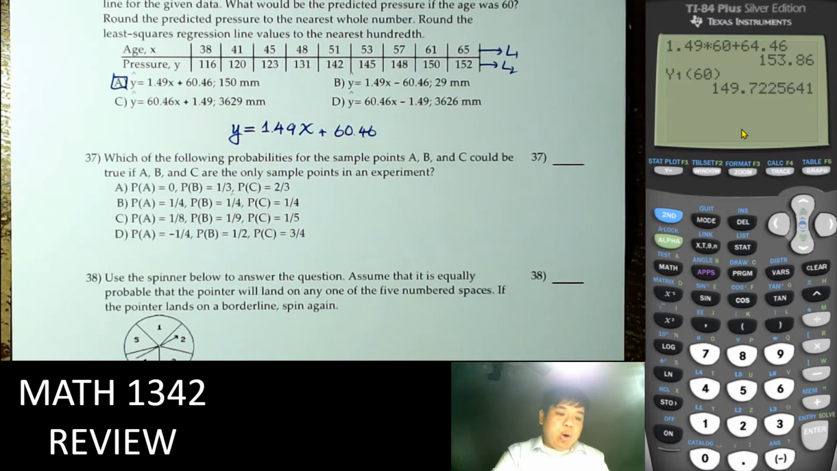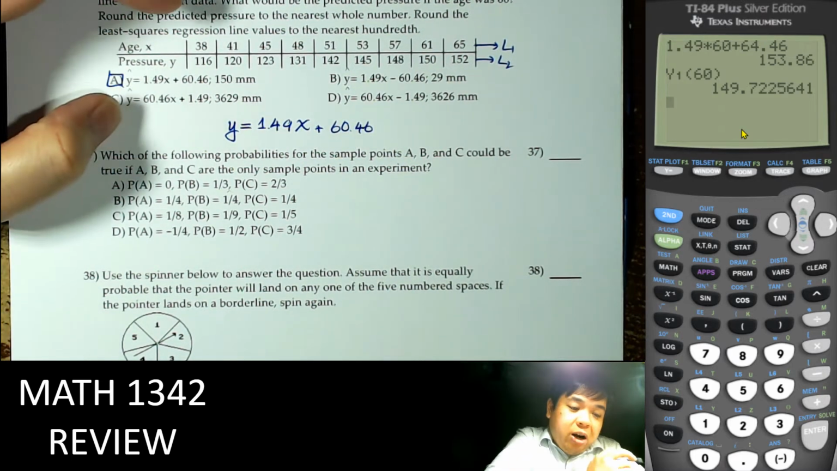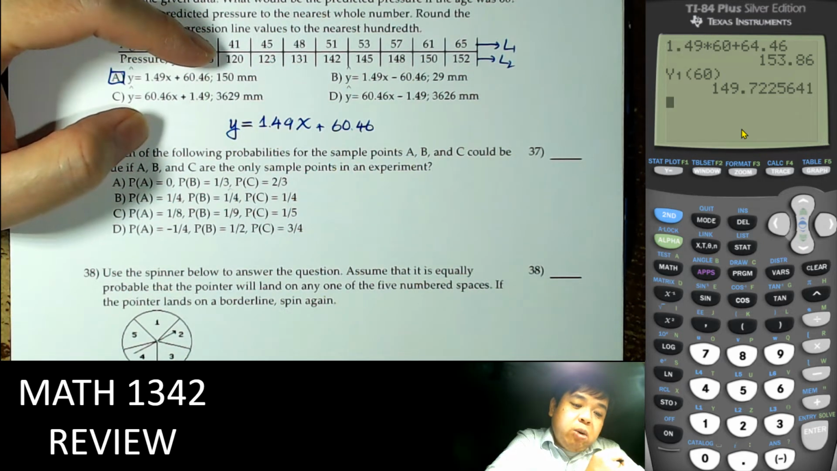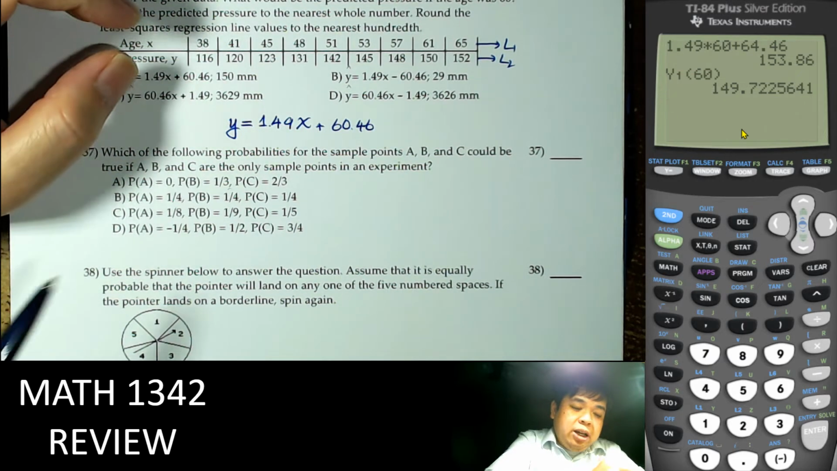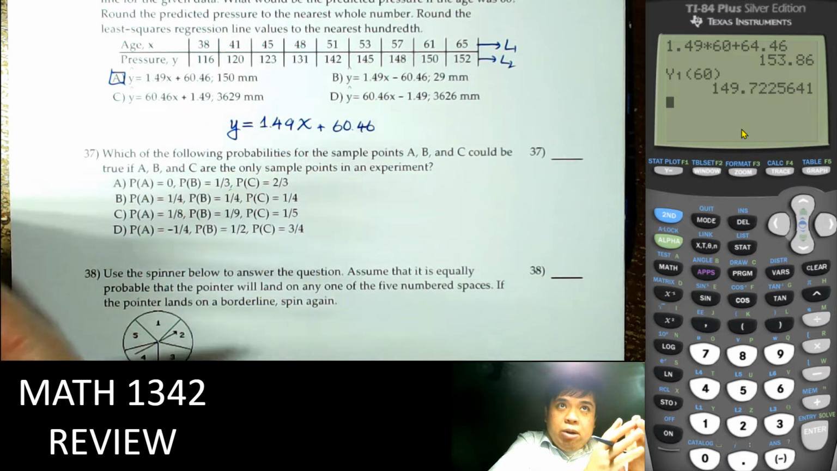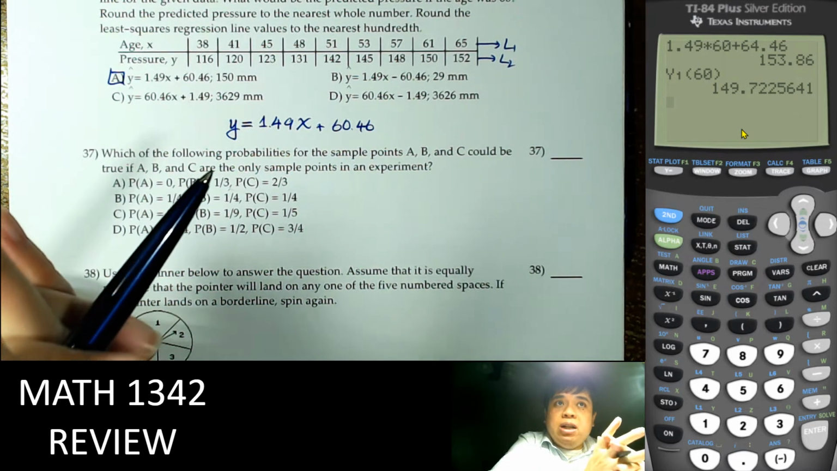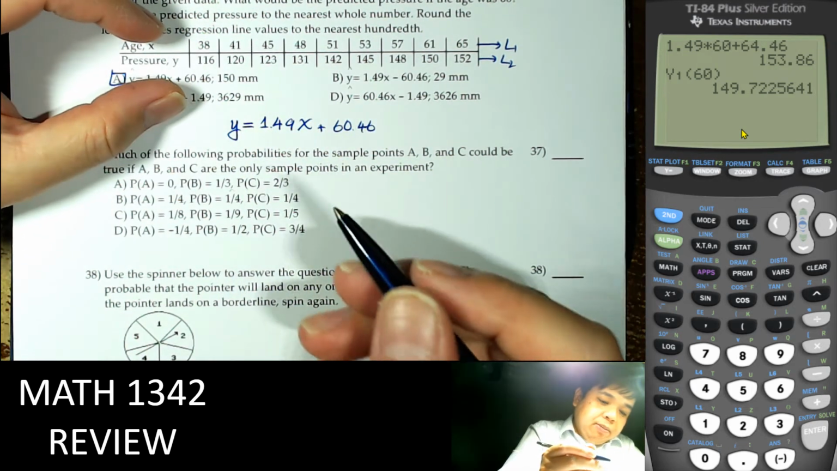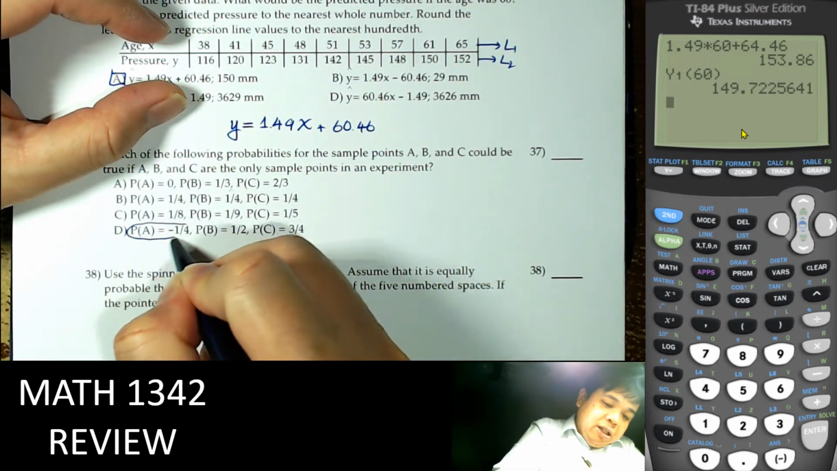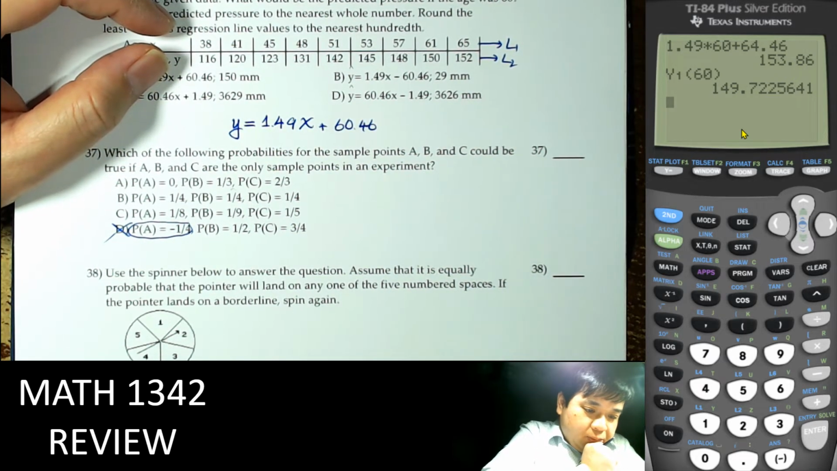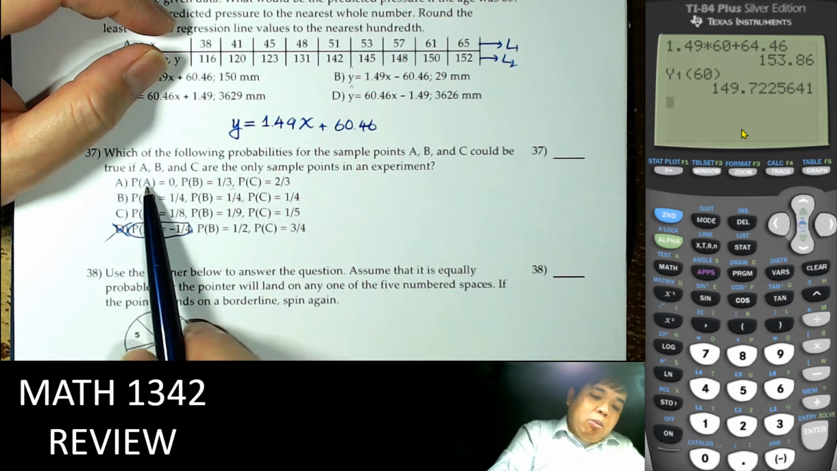Right, next we go to probability. Which of the following probabilities for the sample points A, B, C could be true if A, B, C are the only sample points of the experiment? A few properties that we need: if we only have 3, the probability, if we add all of them up, has to be 1. And none of the probabilities can be negative or more than 1. So something like this doesn't work because probability cannot be negative. Next, the probabilities have to add up to 1.